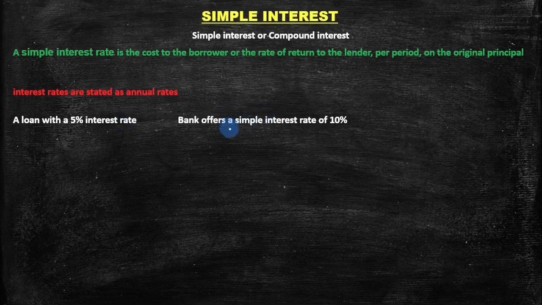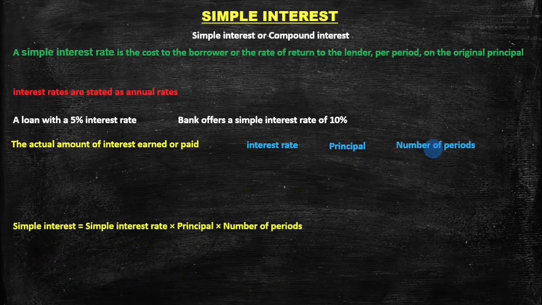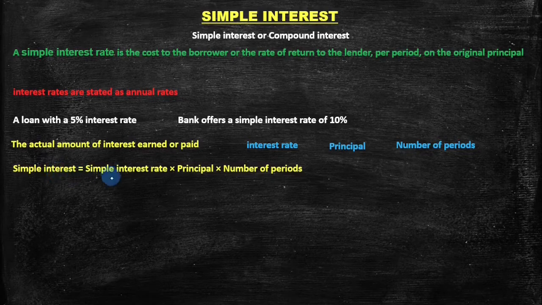Or a bank that offers a simple interest rate of 10%, same thing. Now, the actual amount of interest earned or paid depends on the interest rate, principal, and the number of periods. And if you were to show this mathematically, it will be simple interest equals the interest rate multiplied by the principal and again multiplied by the number of periods. Simple interest, simple calculation, right? Now, although it's a simple process, let's do one example.